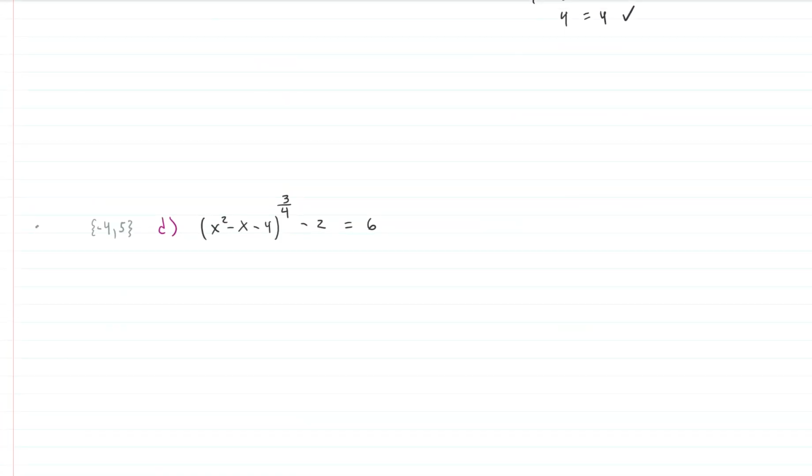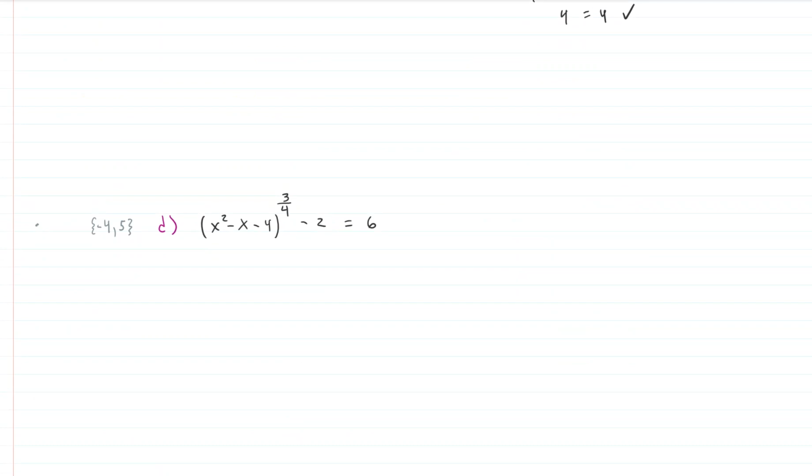Let's try our last one. Our last one looks even a little bit crazier here, because we have a quadratic, and that's raised to a power. But let's just get the term with the rational exponent by itself, and everything to the other side. So let's add 2 to both sides, which cancels the 2 on the left. And we have this quadratic.